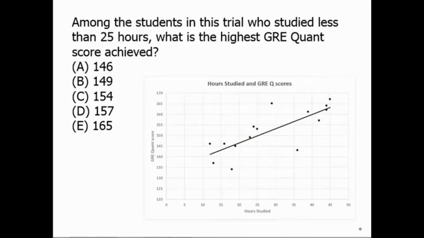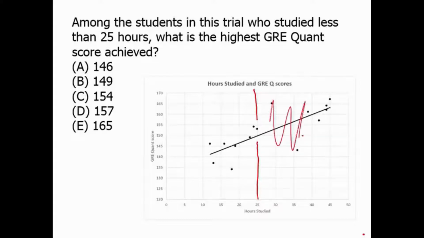Among the students in this trial who studied less than 25 hours, what is the highest GRE quant score achieved? So this vertical line right here is the 25-hour line, and anything that's more than this is irrelevant. So we're ignoring all of this. Technically it looks like that person's right on the 25, so we wouldn't even count that person.